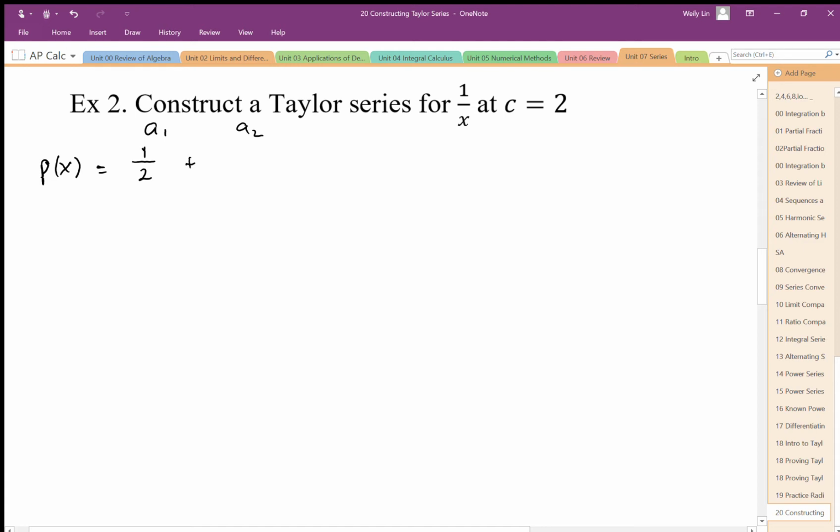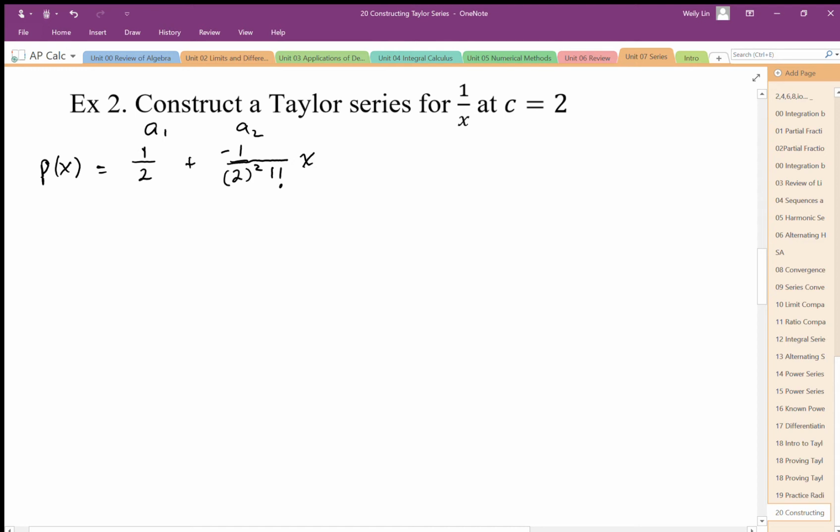Okay, I'm going to differentiate. I need the first derivative, which is negative 1 over x squared. So I'm going to take the c value and square it. Then I evaluate the derivative at the center c, so I'm going to evaluate it at 2. And then for completeness, I'm going to put the 1 factorial in there, just so that we don't forget that 1 factorial. And then I'm going to put my power series part in there, x.